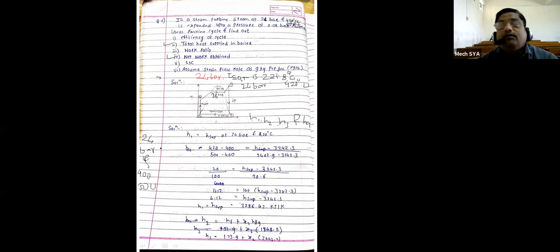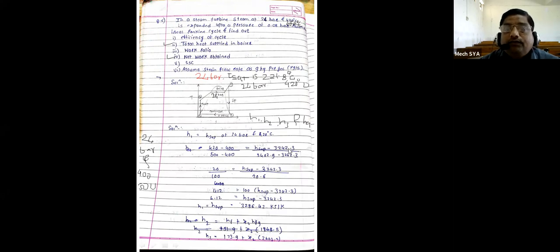Now from the superheated steam table, table number 4, we have to find the value at 24 bar and 400 degrees Celsius, and it is 3242.3. If steam tables are with you, you can confirm whether it is the correct value. Somebody can tell.